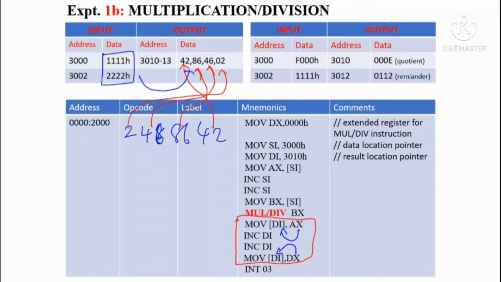Same thing, we have taken some data for division. Let's say F000 has been taken as the numerator and 1111 as the denominator. For the division, you will get E as the quotient and 112 as the remainder. That we will check by simulation as well as in the hardware.